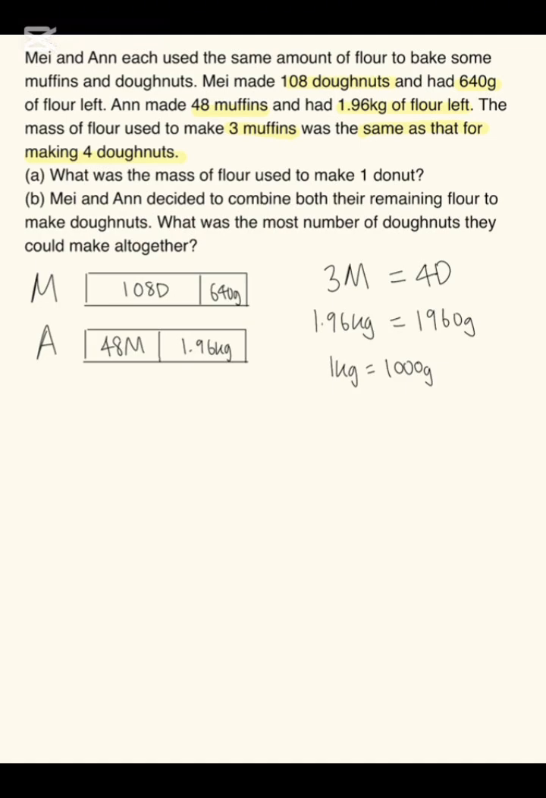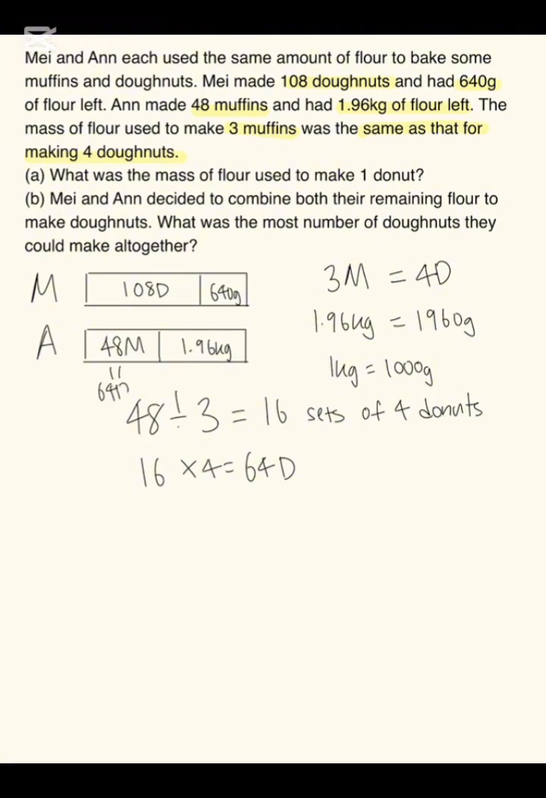We can either convert all the muffins into donuts or all the donuts into muffins. I like to convert all the muffins into donuts because I like donuts. So we do 48 divided by 3, which gives me 16. But this is 16 sets of 4 donuts, right? Because for every 3 muffins, I will be able to make 4 donuts. So I still need to do 16 times 4, which means this is the equivalent of 64 donuts.